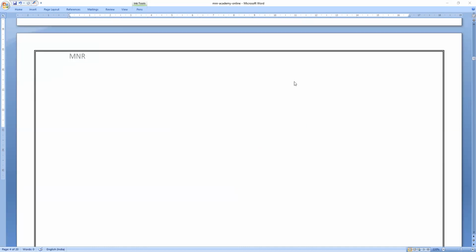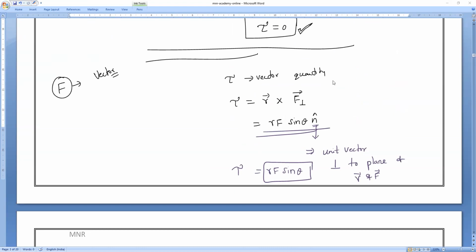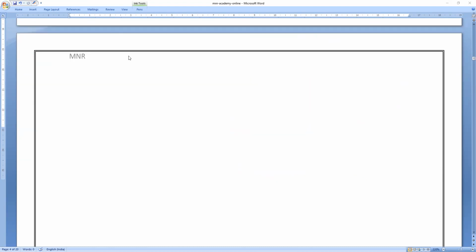So always remember R F is a vector quantity. Tau is equal to R into F perpendicular, that is R F sin theta n cap. N cap means unit vector. So it is perpendicular to the plane of R and F. Let us verify that. So what is the direction of torque? It is perpendicular to the plane of R and F.